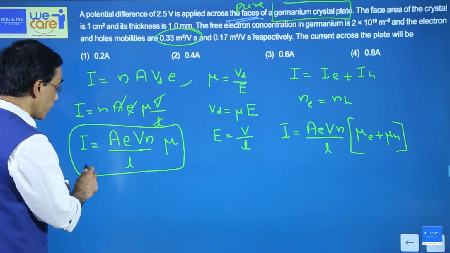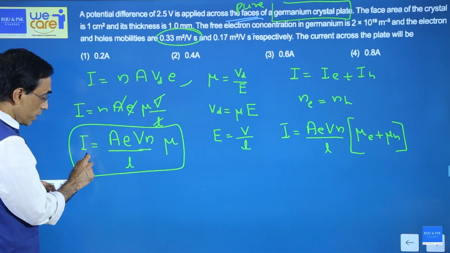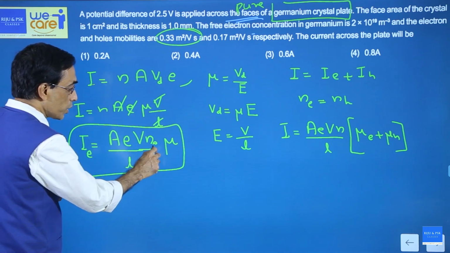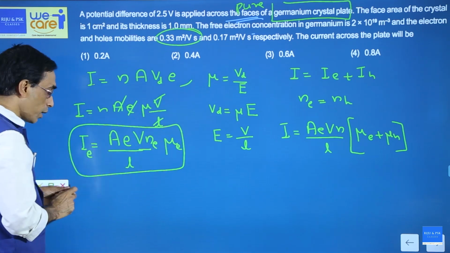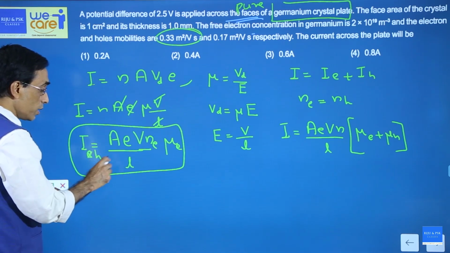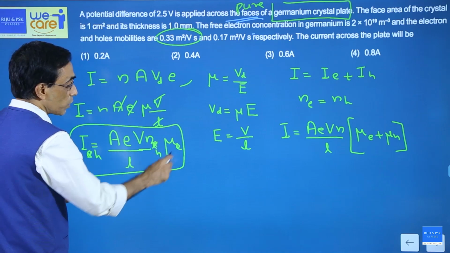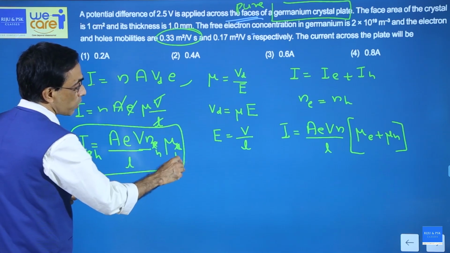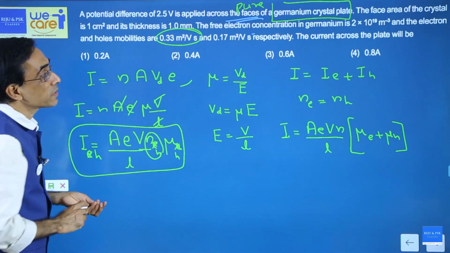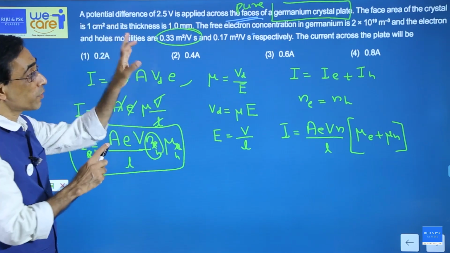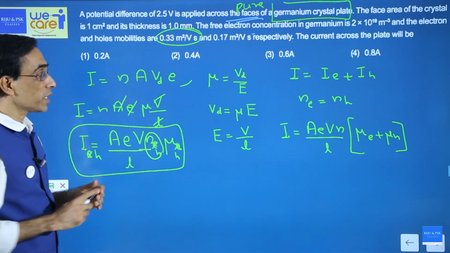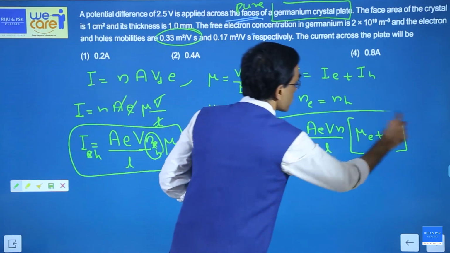You have to write this for electron. If you are writing for electron, what should I write? I due to electron equals A, E, V, N due to electron, mu of electron. Now if I am writing this for the hole, then this E should be replaced by hole, this should be replaced by number density of hole, this should be replaced by mobility of the hole. But in this case, Ne and NH are equal because this is a pure semiconductor, because nothing is given about doping. Some data was given, only then we can think otherwise, but here you can't. So this is the equation.